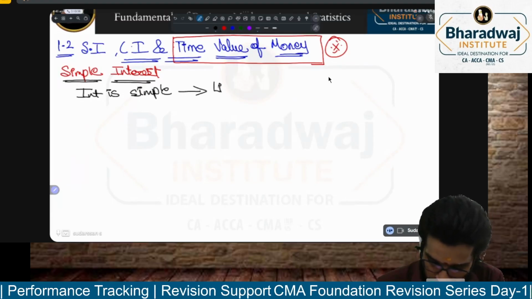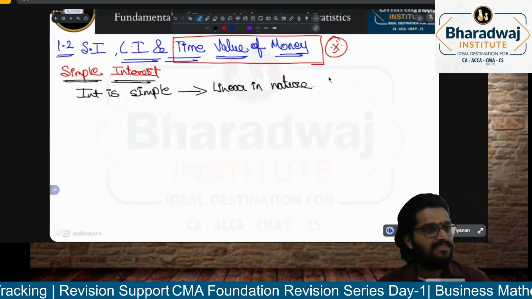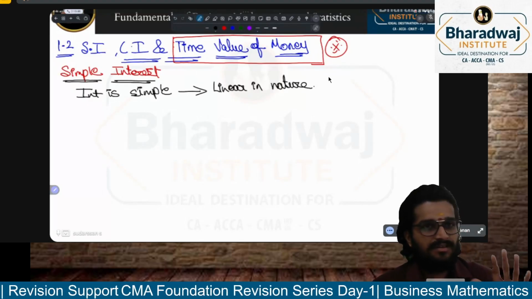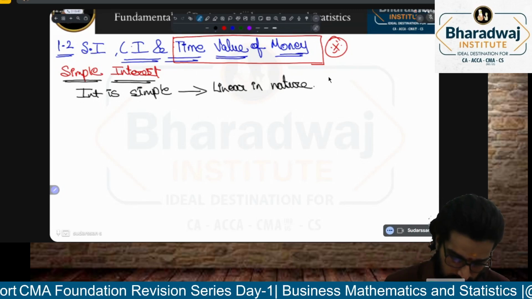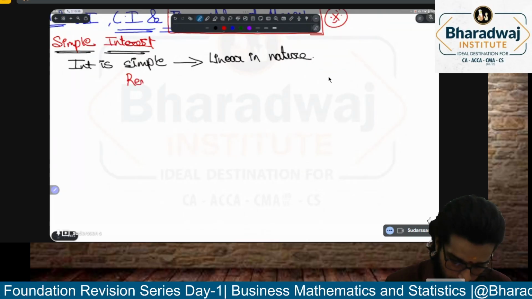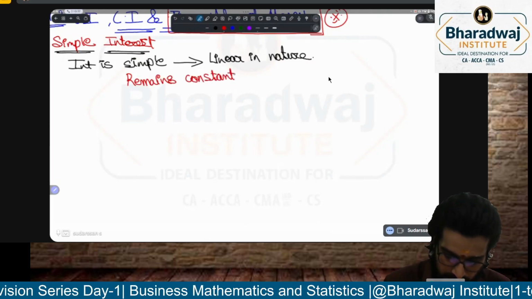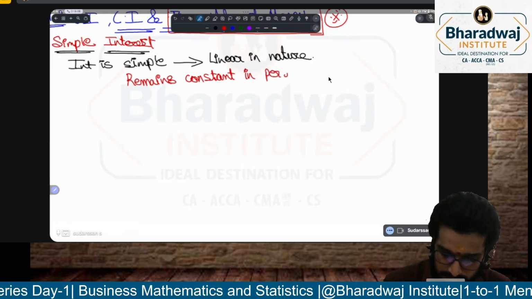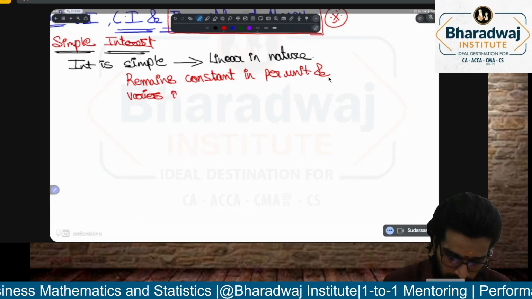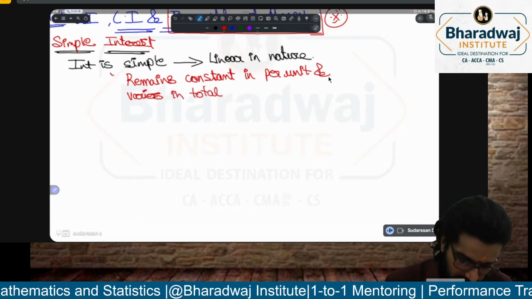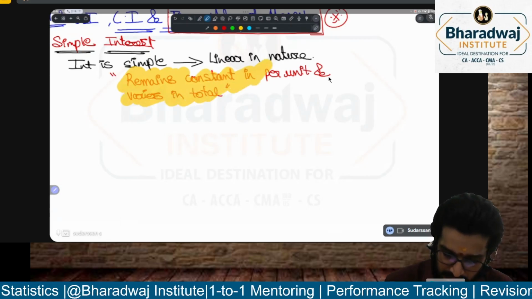Which means linear in nature. Sir, we are using some mathematical terms. Linear in nature is not a big term. It's quite easy to understand. It remains constant per unit and varies in total. This term remains constant in per unit and varies in total.